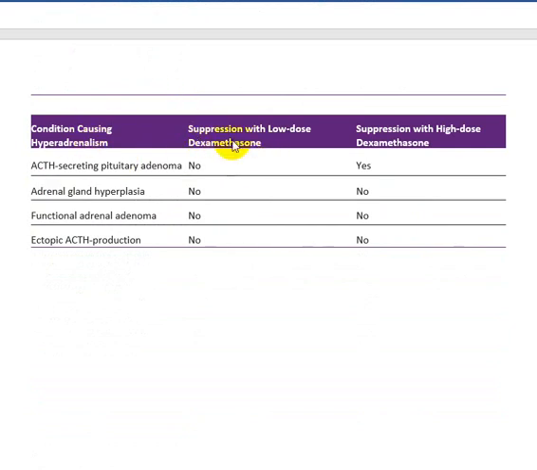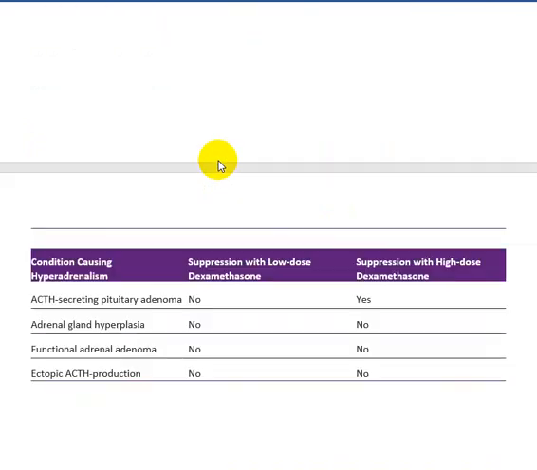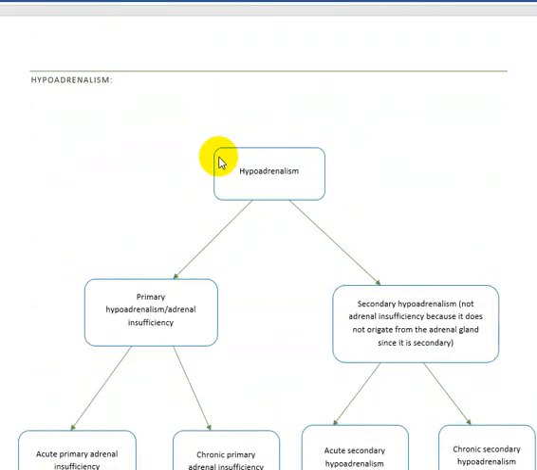So, suppression with dexamethasone. When you use dexamethasone, you see that an ACTH-secreting pituitary adenoma is going to be suppressed, yes. But in the case of adrenal hyperplasia, functional adrenal tumor, or ectopic ACTH production, you're not going to have suppression. So this is going to test for Cushing disease. All these are ACTH-independent.